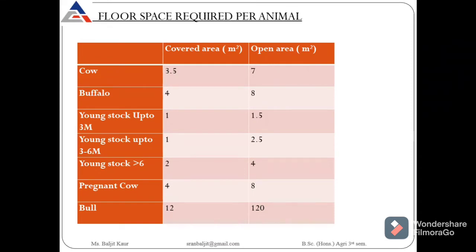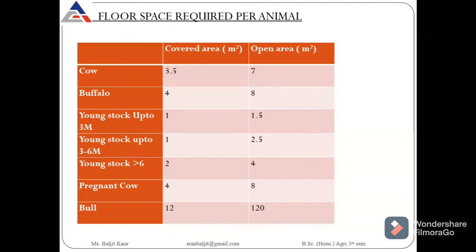Then young stock means the younger ones. So there are three categories of young stock, that is up to 3 months, then the young stock which is in the age group of 3 to 6 months, and then young stock more than 6 months. So the young stock up to 3 months require lesser area as compared to the others. It requires only 1 square meter for covered area and 1.5 square meter open area. Then young stock of 3 to 6 months require 1 square meter covered area and 2.5 square meter open area for their movement, right?